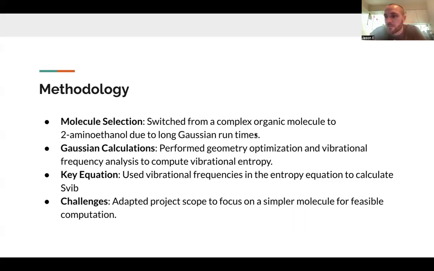Initially, I planned to calculate the vibrational entropies of a starting material and a transition state of a molecule that I've been working with in my organic chemistry research. But it turned out that the runtime on Gaussian was really long. It's a pretty complicated molecule, so I chose to just do 2-aminoethanol instead.